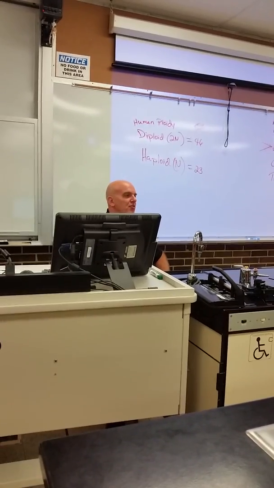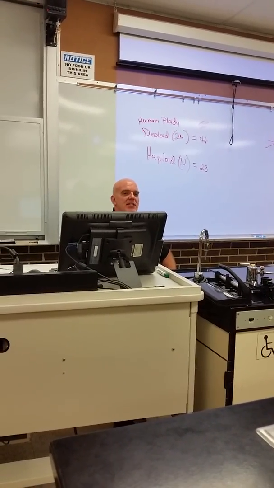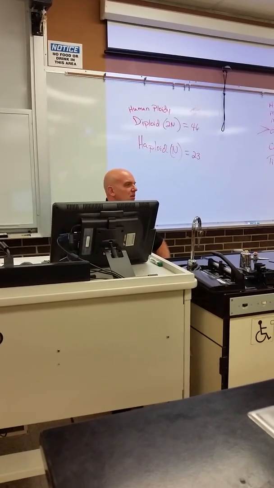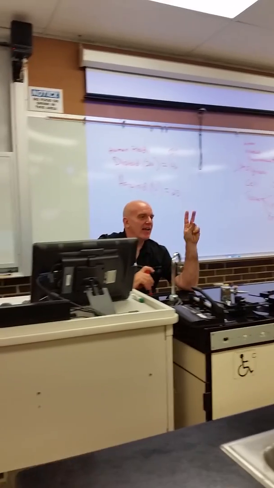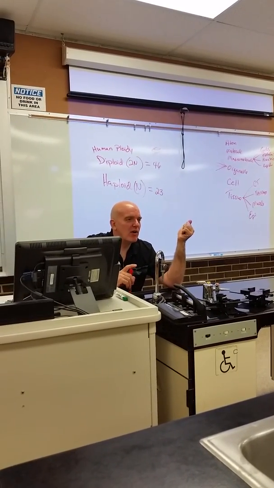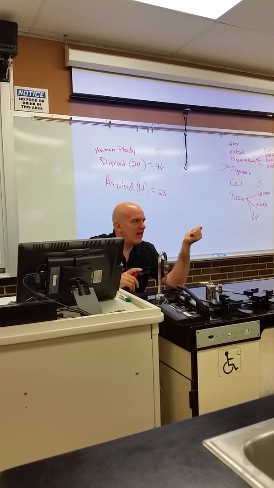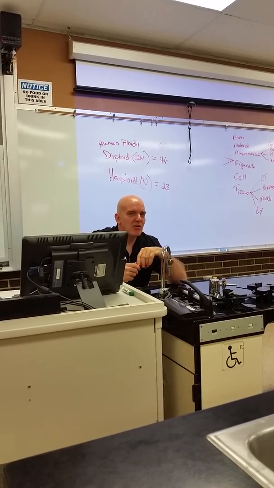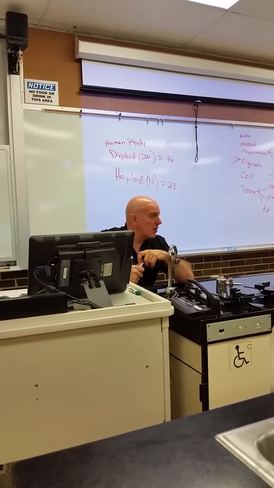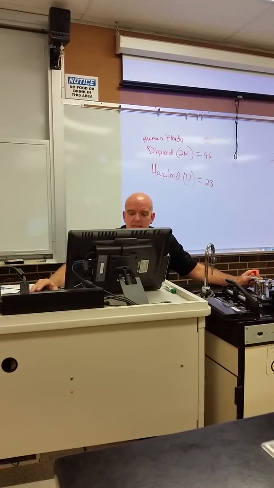What are the 2 hormones that directly affect calcium levels? Calcitonin and? Okay, you got that right. Calcitonin and parathyroid. Now here's the question. Which one raises blood calcium? Parathyroid hormone, PTH. So therefore, calcitonin must lower blood calcium, and it does.